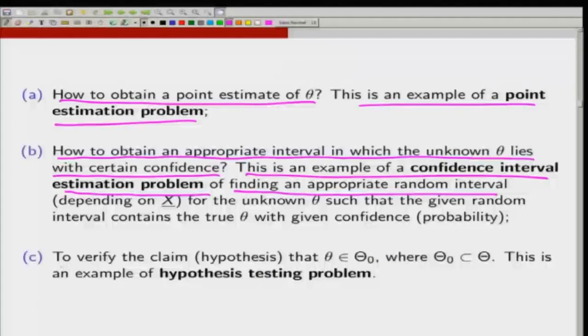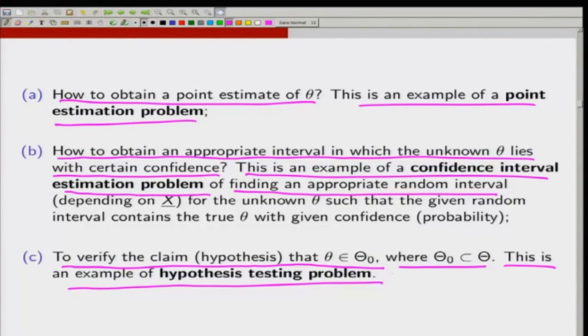So, that falls under the third category, which is to verify the claim or hypothesis that theta belongs to theta naught. That means theta takes values in a given set, where theta naught is a subset of theta. This is an example of a hypothesis testing problem. One can consider various variations of these problems, much more general problems than this. But these are three important statistical inference problems.